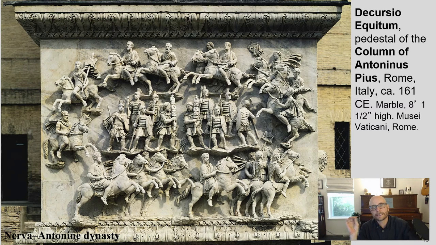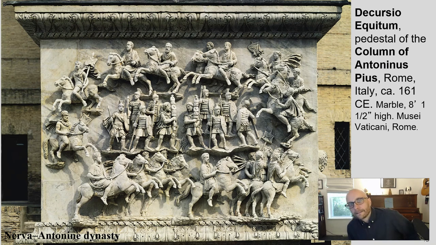We see a completely different aesthetic here. This is the funeral march of the emperor. Notice the proportions of these figures, with their large heads and sort of squat bodies. In fact, look at the proportions of the men compared to the horses. The horses are just sort of dwarfed by these massive figures. Everything seems off, doesn't it?